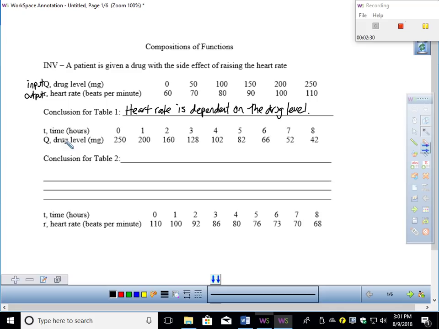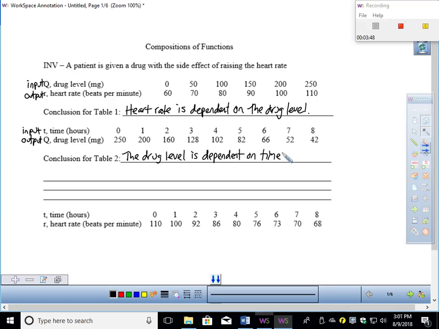The way I thought about it in terms of dependence is that the drug level would be dependent on the time that it was in the system. So drug level depends on time, so output depends on input. Throw that into the mix if you would. All right, very nice. So the conclusion for table 2, here's how I would write it: the drug level, which was one of the variable quantities, is dependent on time.